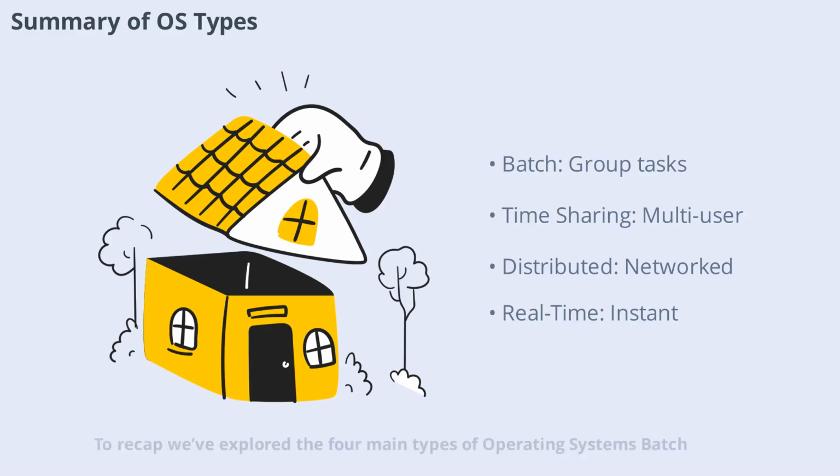To recap, we've explored the four main types of operating systems: batch, time sharing, distributed, and real-time. Each type has its own strengths and is suited to different tasks and environments. Understanding these differences helps us appreciate the role OSs play in our digital world.